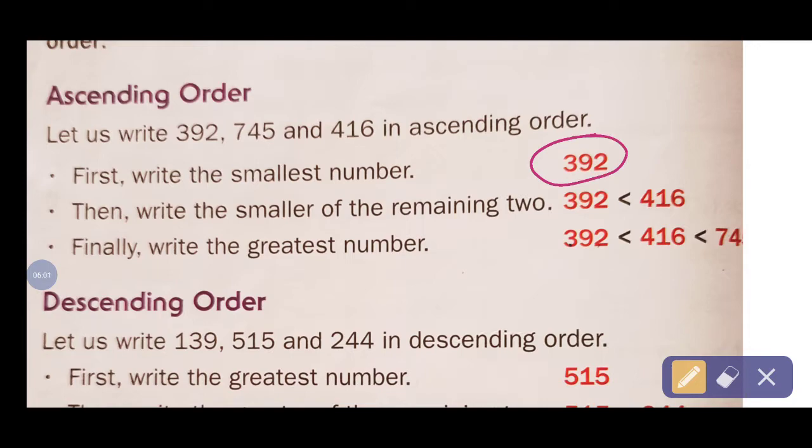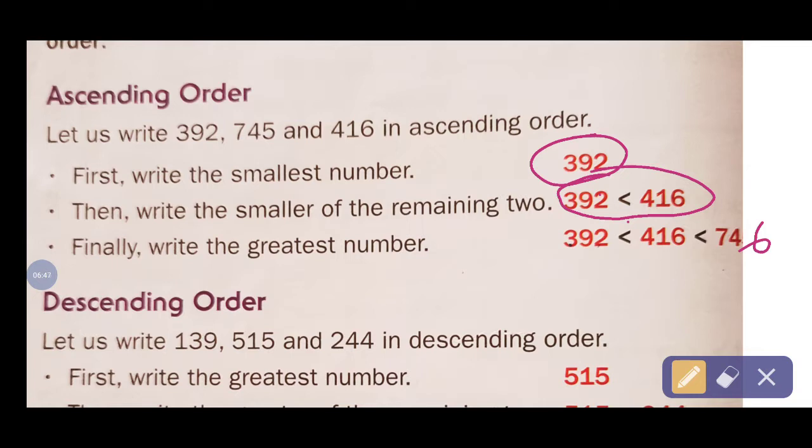I will write it, and then write the smaller of the remaining two. For example, here 392 is there and 416 is there. Less than symbol they have given. Less than means 392 is smaller than 416. Okay? And finally write the greatest number. So 392 is less than 416 and less than 746, I think so. This is not shown, but it is a bigger number only.